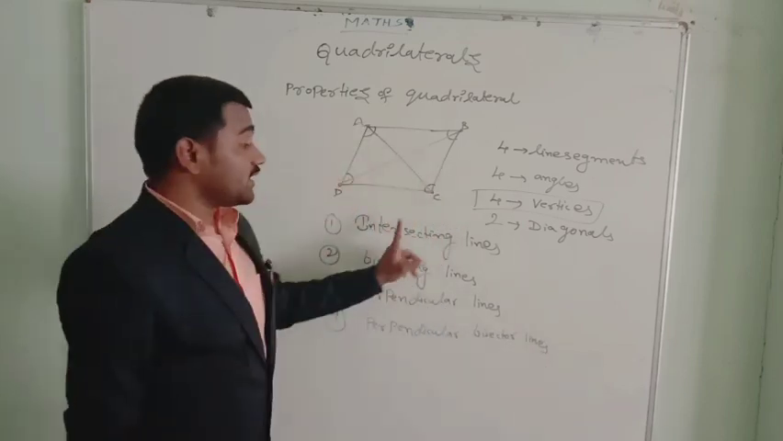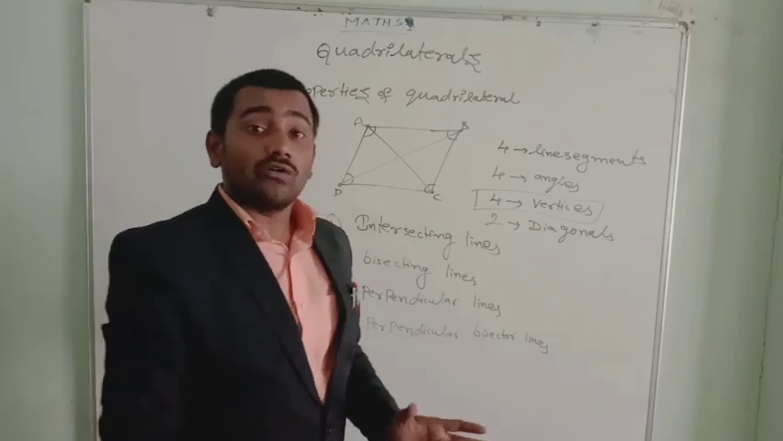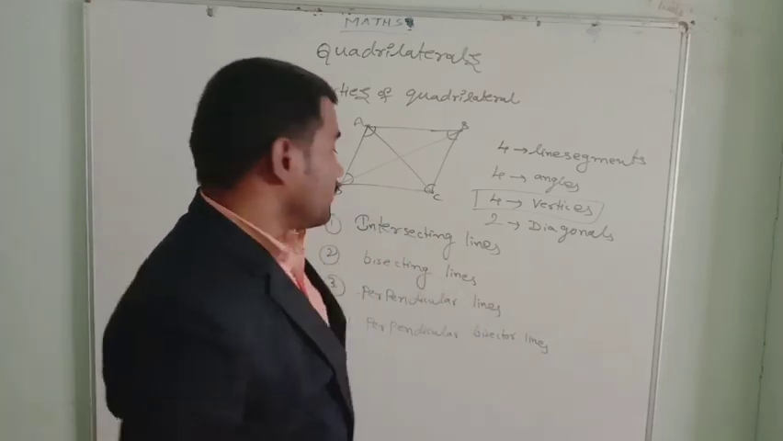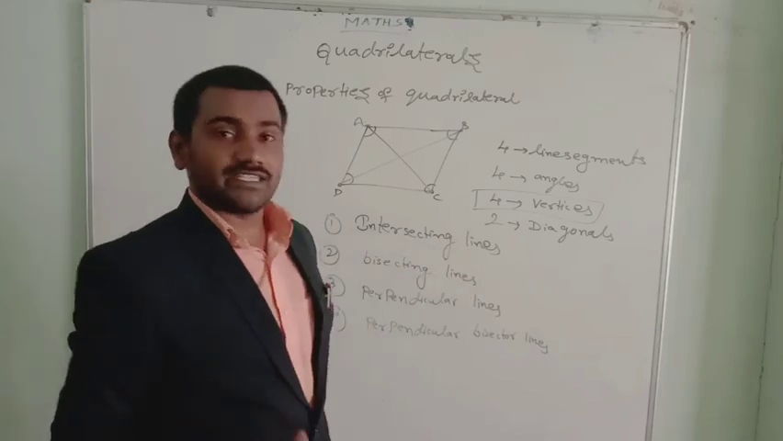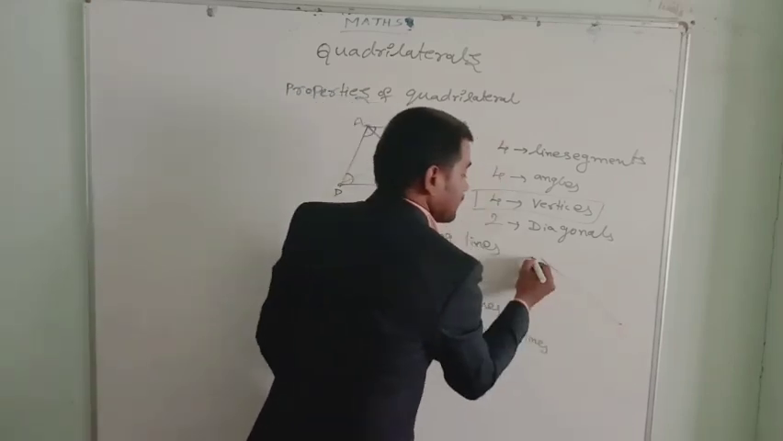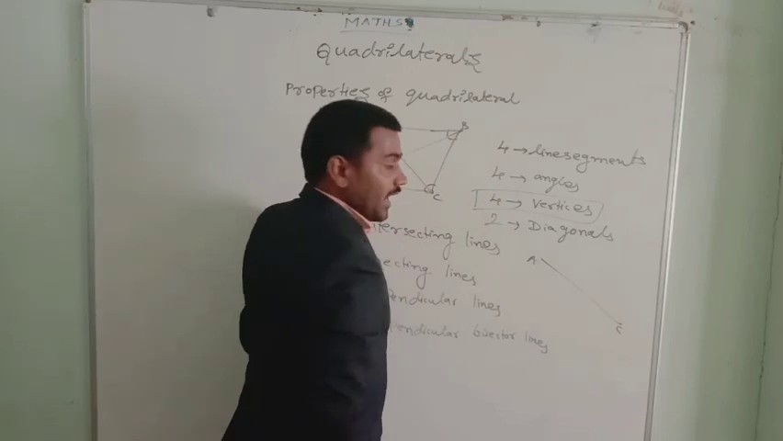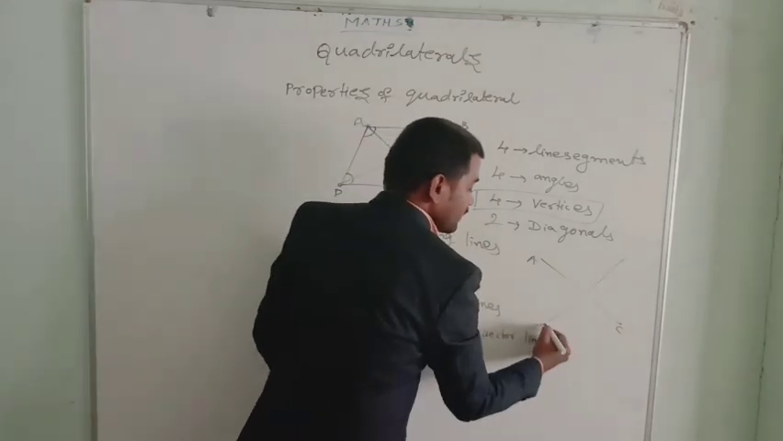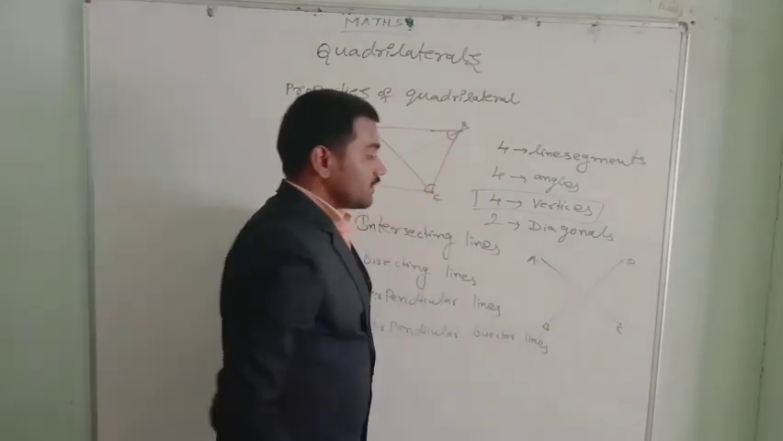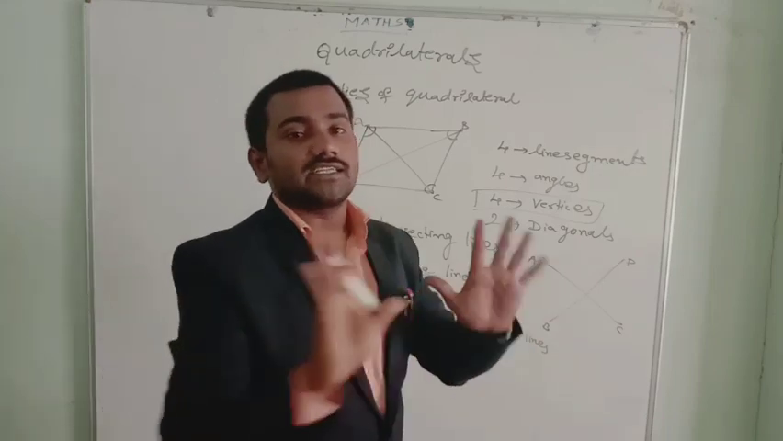We should know the definition of these four. Then only we can enter into the topic. Because what is the meaning of intersection lines? If you have one line segment, AC, and one more line segment, BD, these two line segments are intersecting each other.